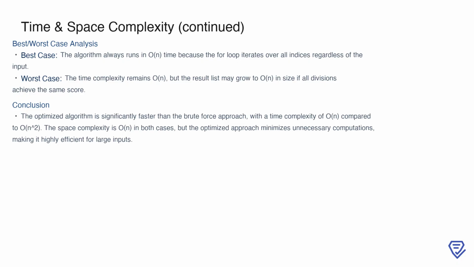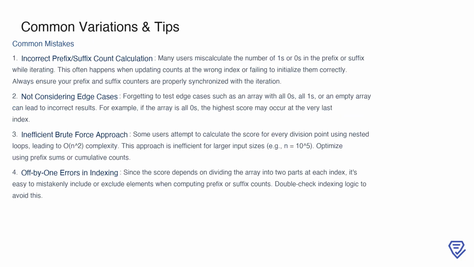In conclusion, the optimized solution strikes a balance between time and space, providing a practical and scalable approach to solving the problem. When solving this problem, there are a few common mistakes you'll want to avoid. First, it's easy to miscalculate the number of ones or zeros in the prefix or suffix while iterating through the array. This often happens if you update the counts at the wrong index or fail to initialize them properly. Always make sure your prefix and suffix counters are in sync with the current iteration.